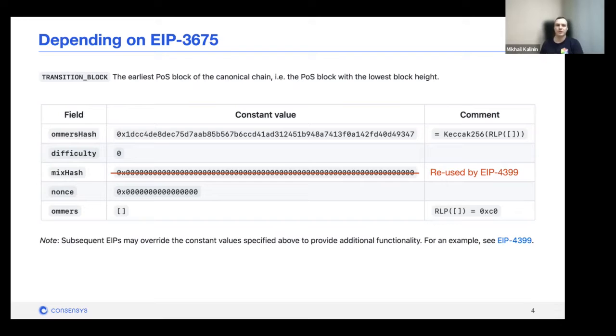So instead of this, we use mixed hash. The mixed hash is not used in the code base that much as difficulty in the code base of the existing Ethereum mainnet clients today. So that's why it uses the mixed hash and not the difficulty field.